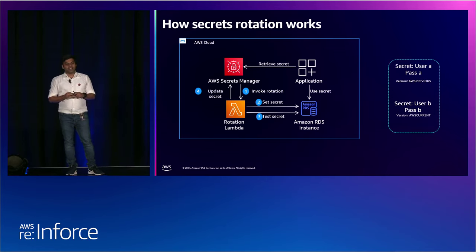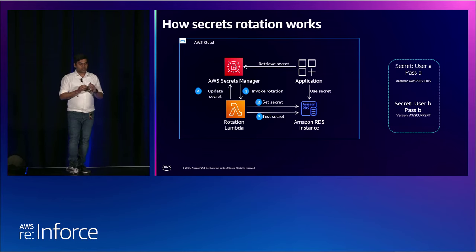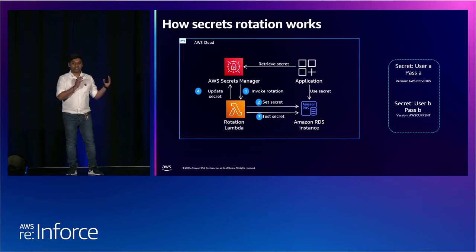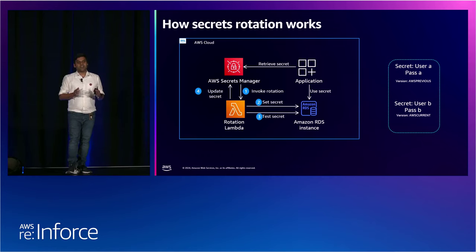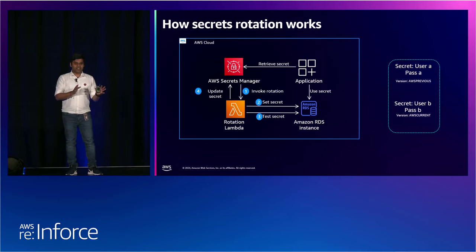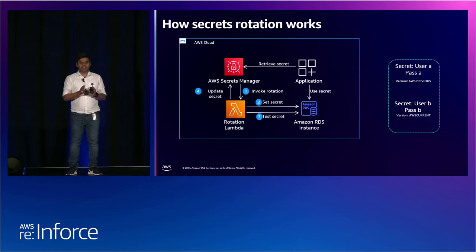and mark user A as AWS previous. So at this point, when your application tries to retrieve the secret, it's still pointing to the same secret reference, but that secret value has now changed to user B and password B. This is how Secrets Manager is able to carry out the rotation process for you without having any downtime of your application. Now, this may still be a bit tedious, complicated.